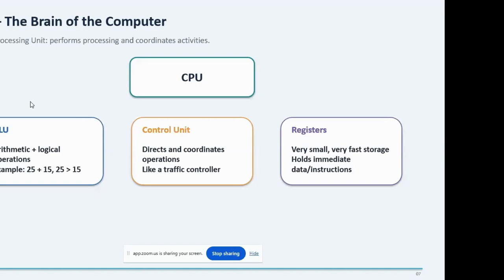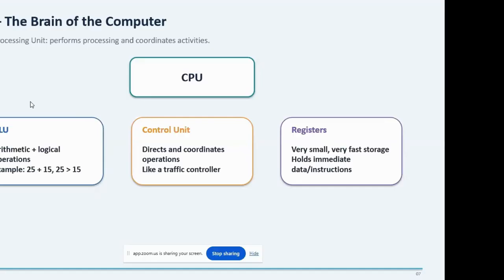As I have mentioned, it is very small memory, but it holds immediate instruction. For example, let's say I have 5 operations to complete: 5 plus 10, 10 into 10, 10 divided by 5. Like this, I have some 5 operations, right? In registers itself, we have different types. We have data register, address register, like that. But now I'll tell you the outline of the register.